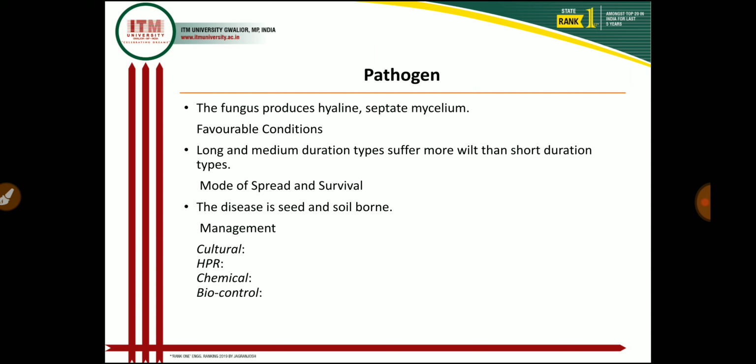If we treat the seed with Trichoderma viride at the rate of 4 gram per kg, and also we control the disease by mixing 2 kg Trichoderma viride formulation in 50 kg of FYM and applying it to the soil. By these management practices we control the wilt disease in the pigeon pea.